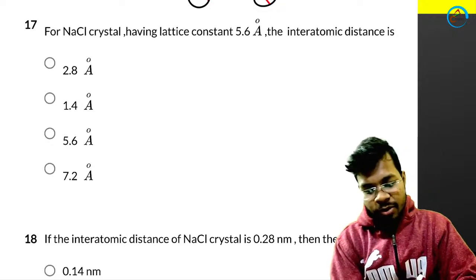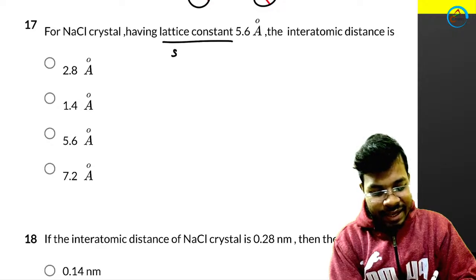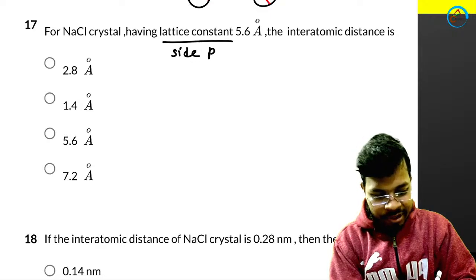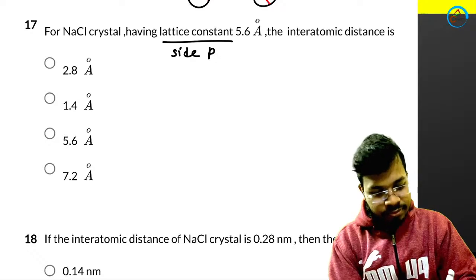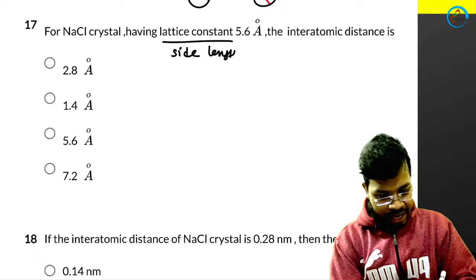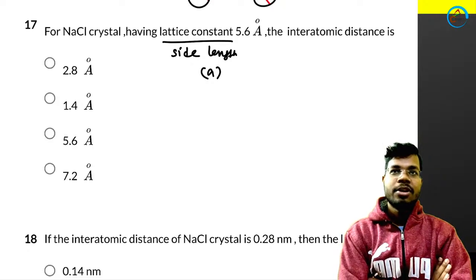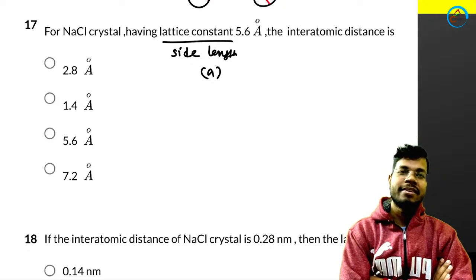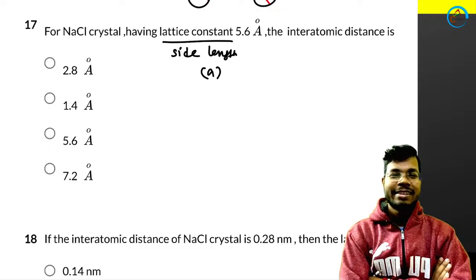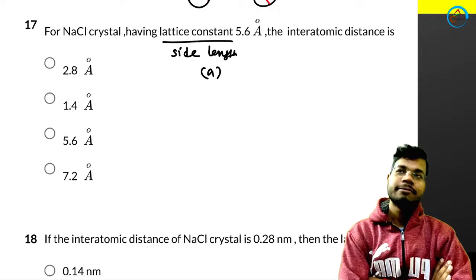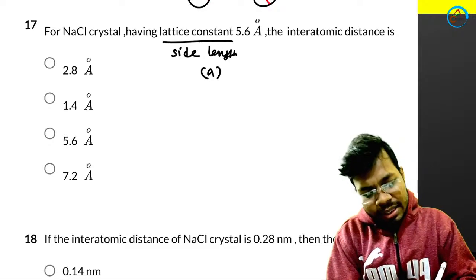So again I am telling you, lattice constant means side length. Lattice constant, lattice parameter, side length A is given. Do you want to try it? Okay, so I am explaining then. Look at this, lattice constant.